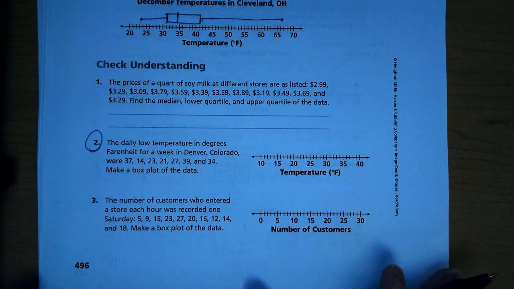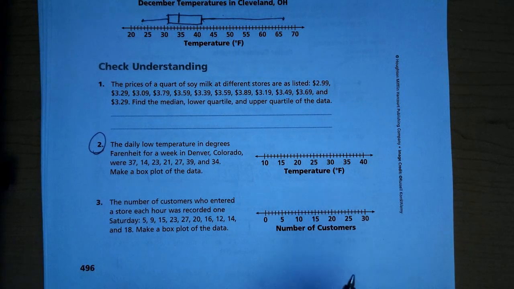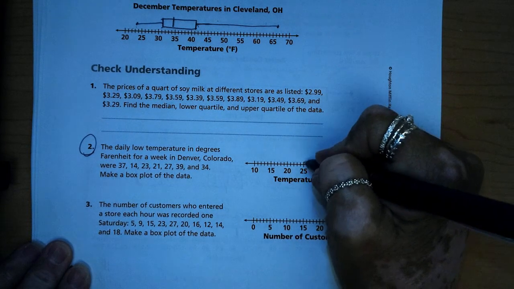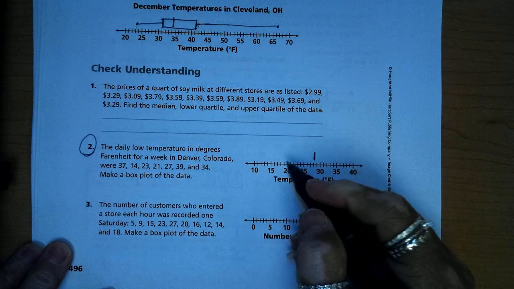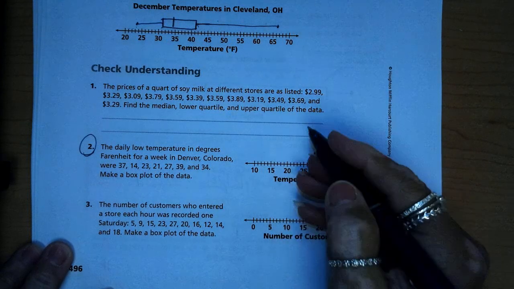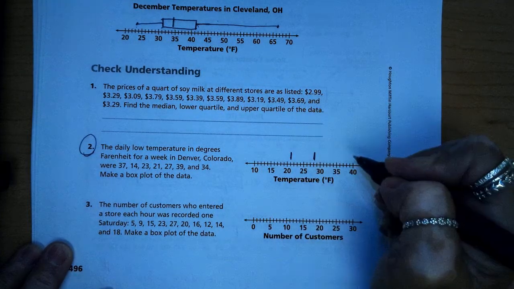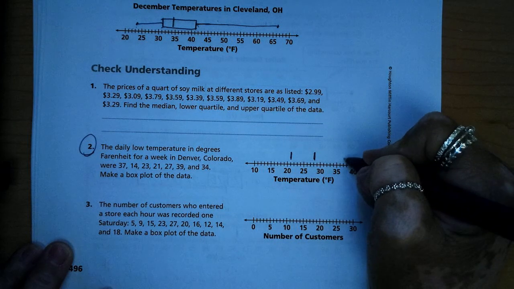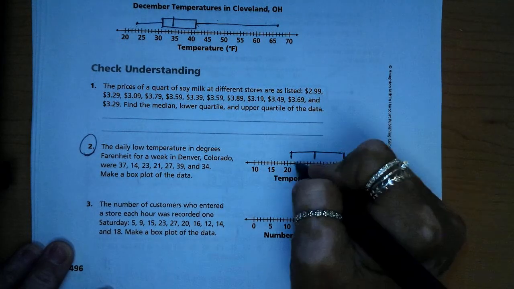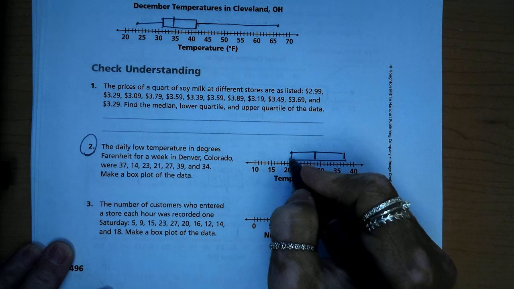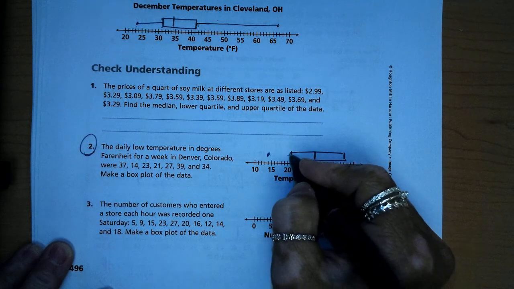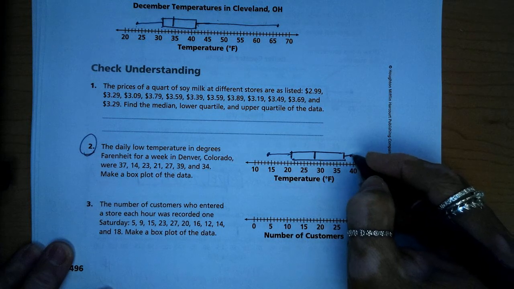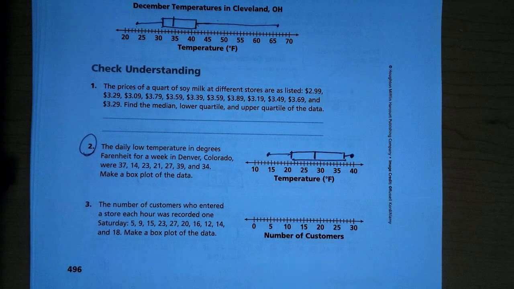Okay. All right, guys, quickly. What is the median of number 2? 27. All right, so 27, 25, 26, 27. All right, quartile 1. 21. Quartile 2. 37. All right, what's my least number? 14. And what's my greatest? 39. All right, so that's what it should look like.